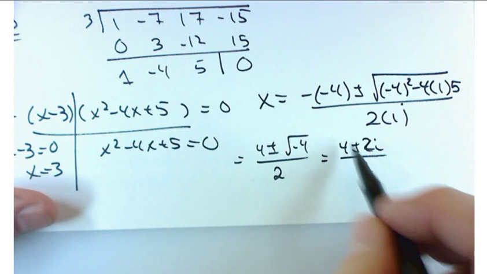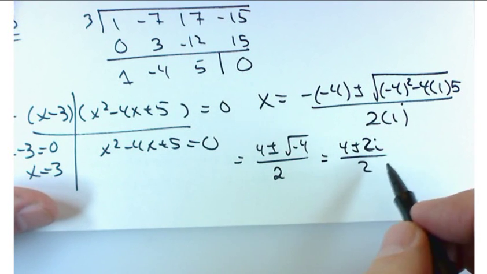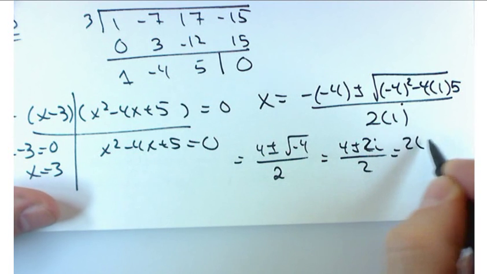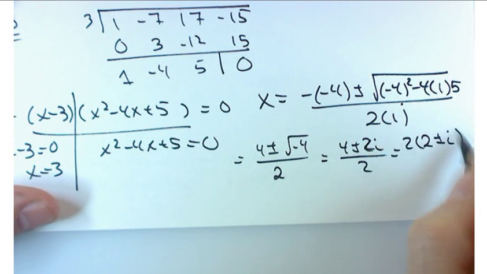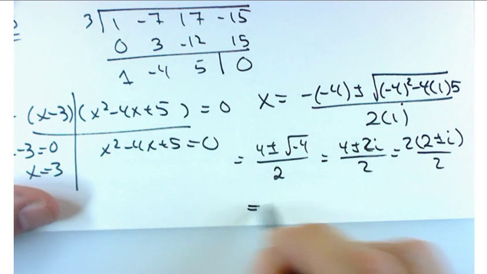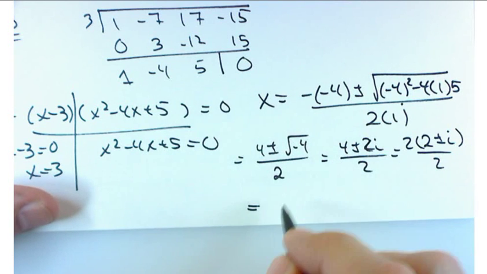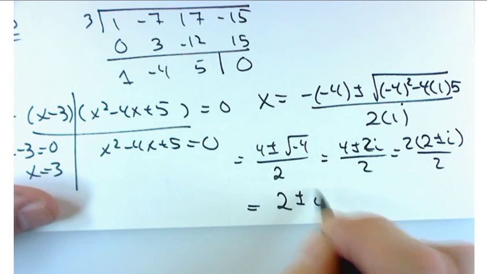Let's be careful. This needs to divide both of these. Or you could factor out a 2. I like that better. Let's factor out the 2. That 2 and that 2 cancel. I'm left with 2 plus or minus i.